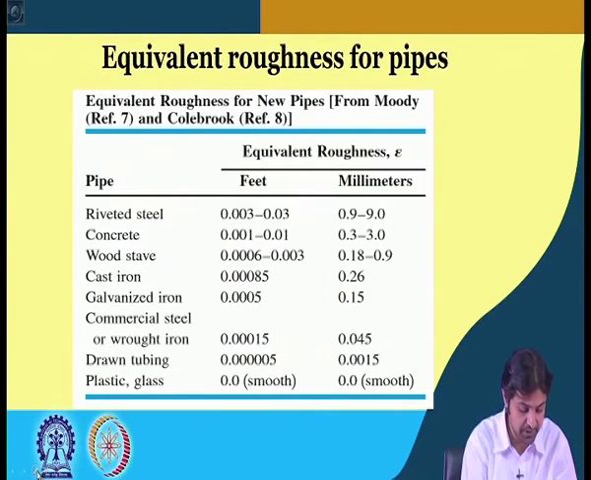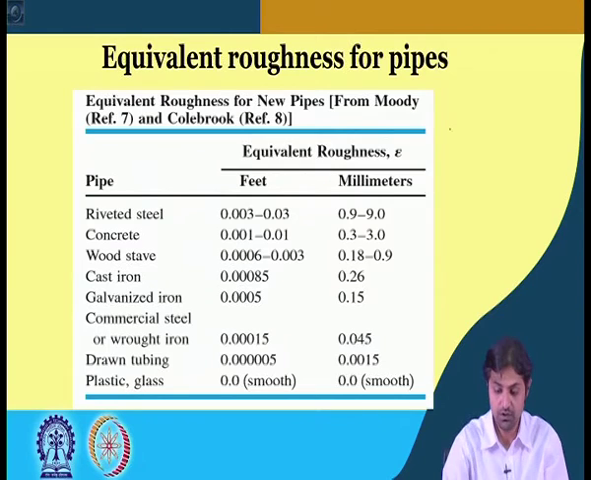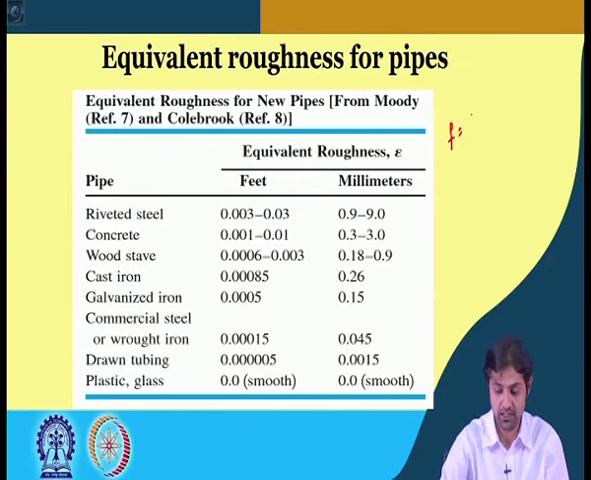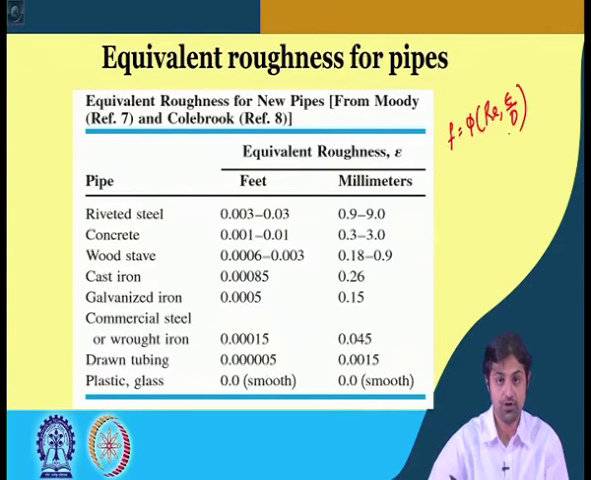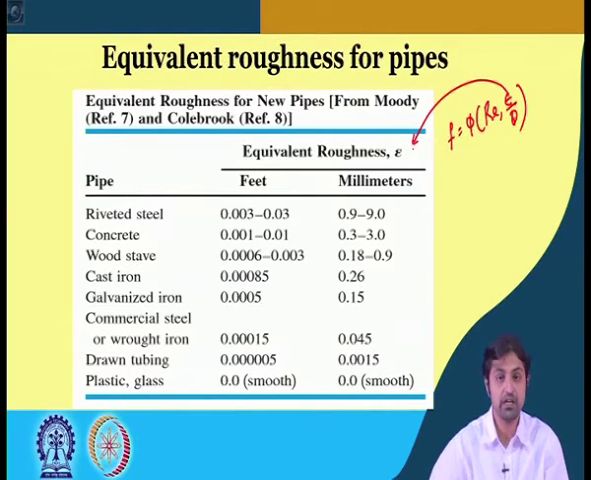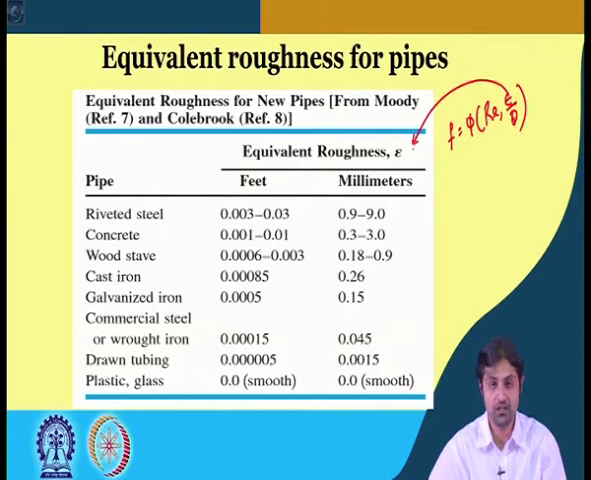So until this point in time, what are the things that we know? We need to find out F. F is the Darcy-Weisbach friction factor, Darcy's friction factor, and that is F equal to a function of Reynolds number and epsilon by d. So Reynolds number we can calculate if the flow is given, d is the pipe diameter. Epsilon we saw that we can find through these tables.